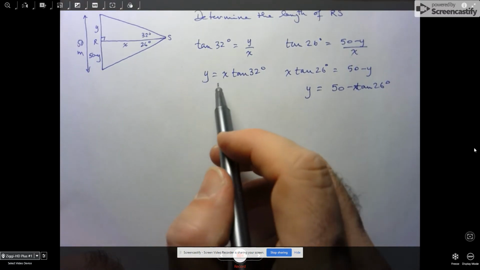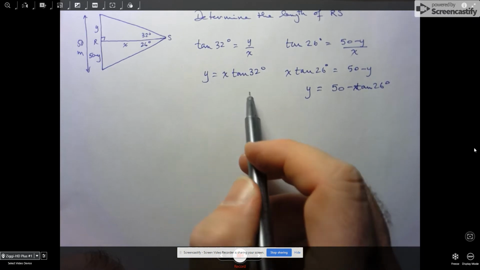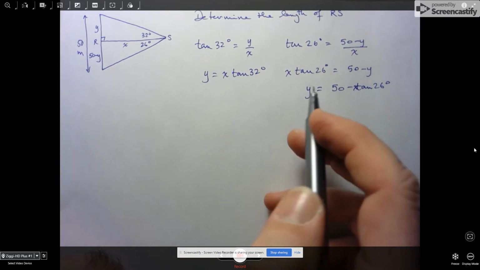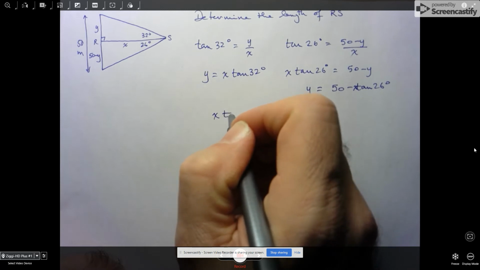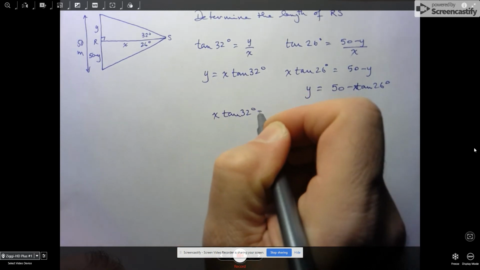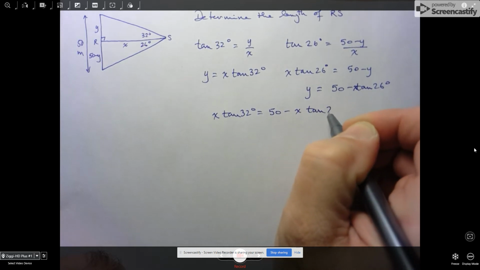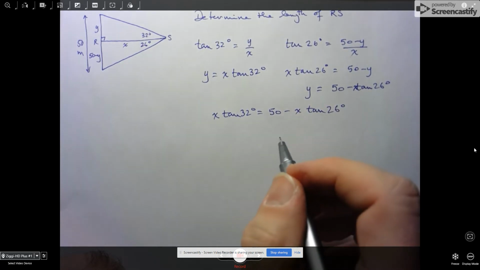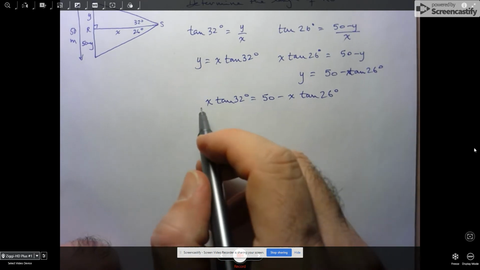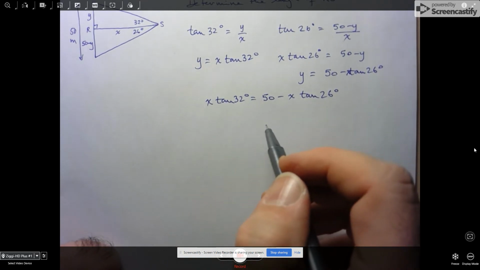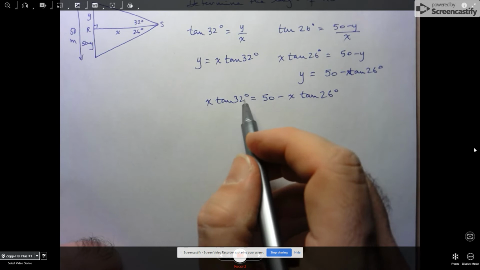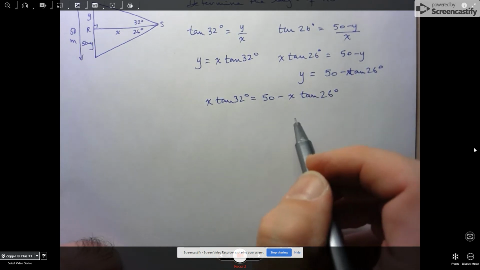So let me substitute this x tan 32 in for y here. Okay, so we have x tan 32 is equal to 50 minus x tan 26. And now what we have is just a linear equation because my variables are just x. There's no squares, no square roots. Okay, again, keep in mind these tan 32, tan 26, they're just numbers.